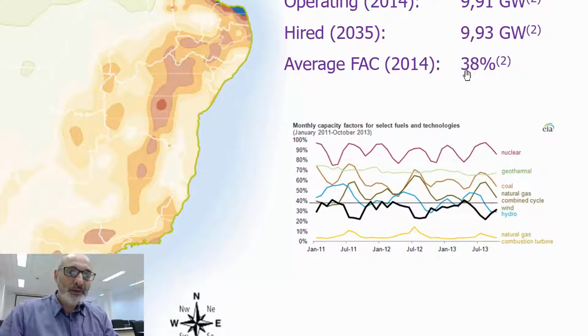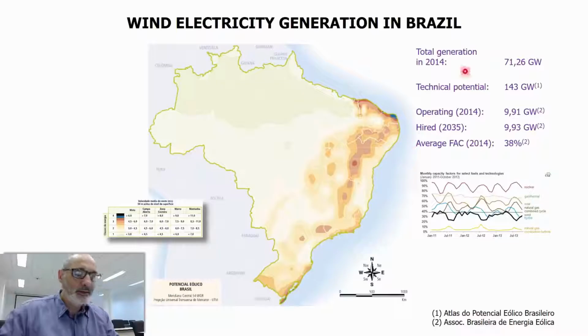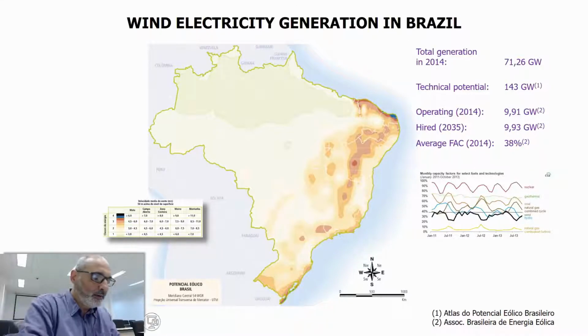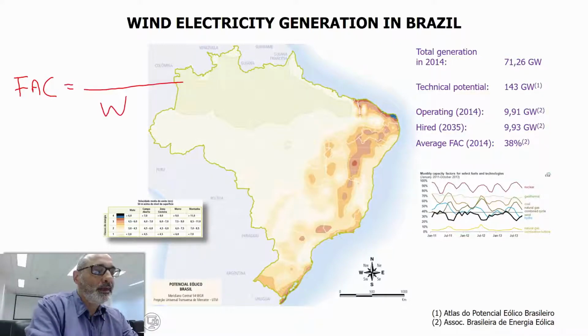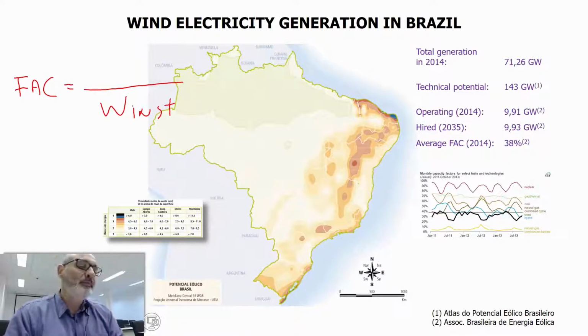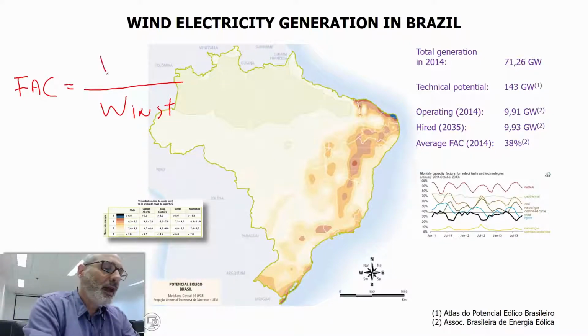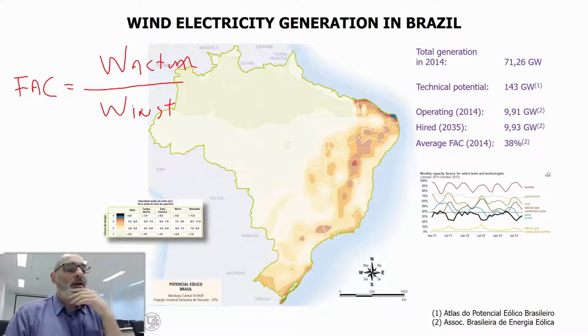This number, 38%, means... I have to unzoom in order to write something down. The capacity factor, what's its definition? Capacity factor, that's, well, in Portuguese. The capacity factor is equal to the installed power, that's the maximum power of your generators, and the actual generated power. Actual. And why is that?